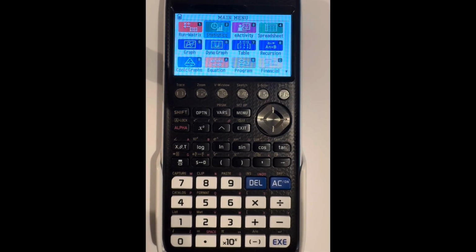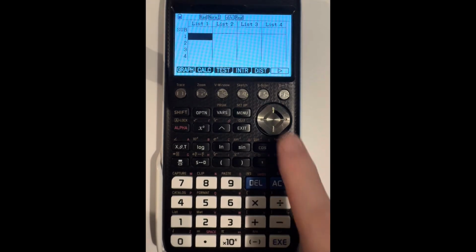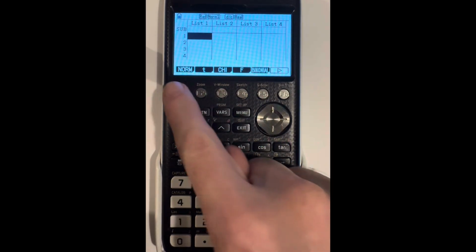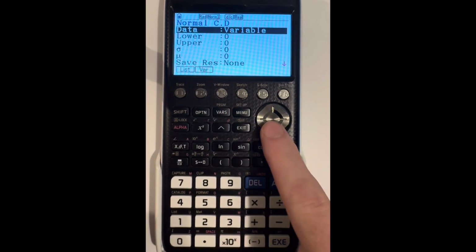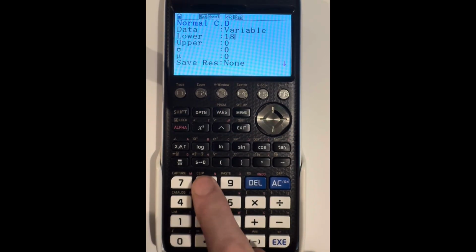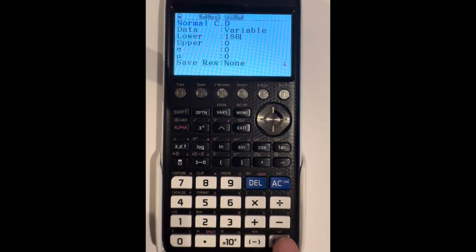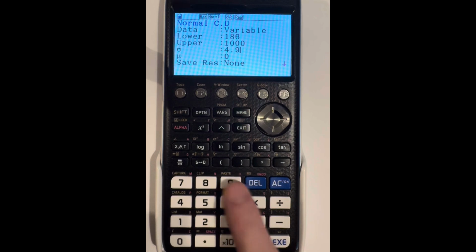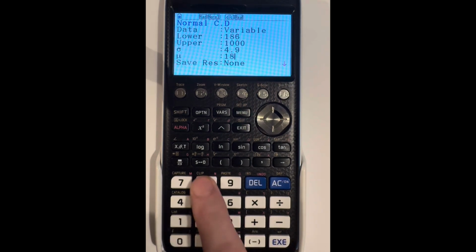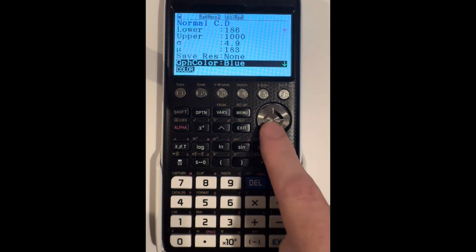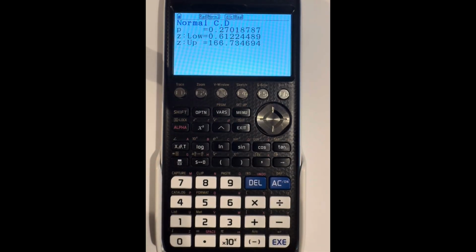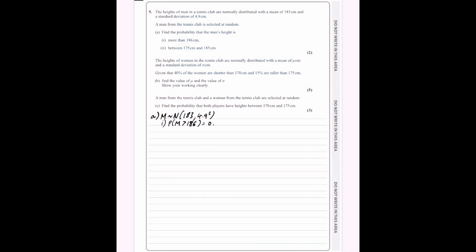Well, I'm going to go to stats section again. We are looking at distribution here, normally distributed, normal cumulative distribution. Let's set our lower as 186. I set my upper as something large because it forces me to. Sigma's 4.9. The mean is 183. And when I execute that, it tells me the probability is 0.27018787, etc. I'll round that to 0.270.